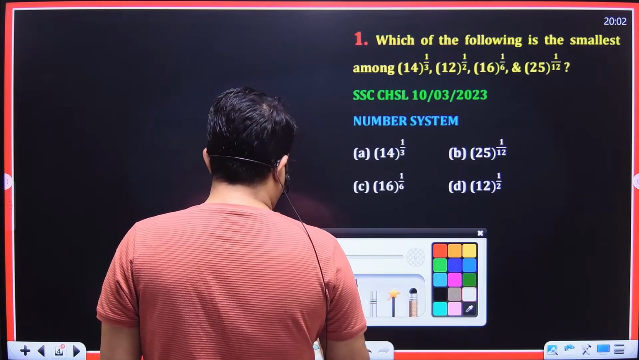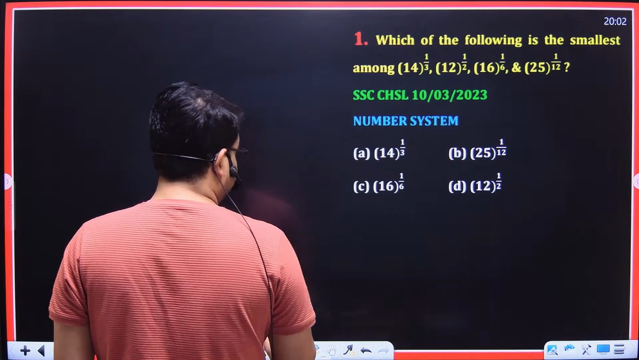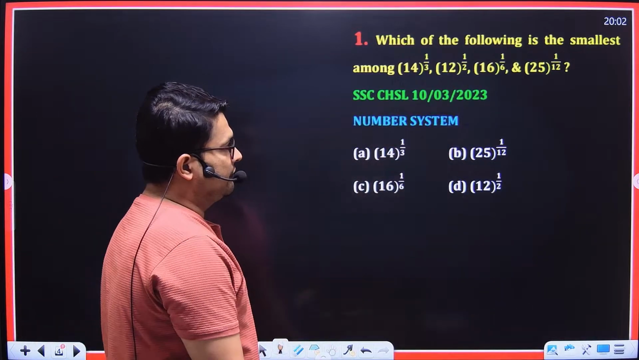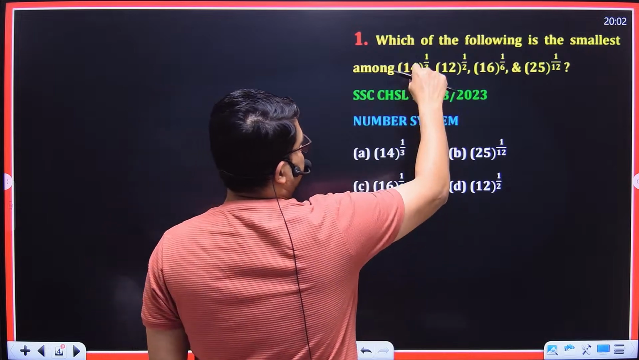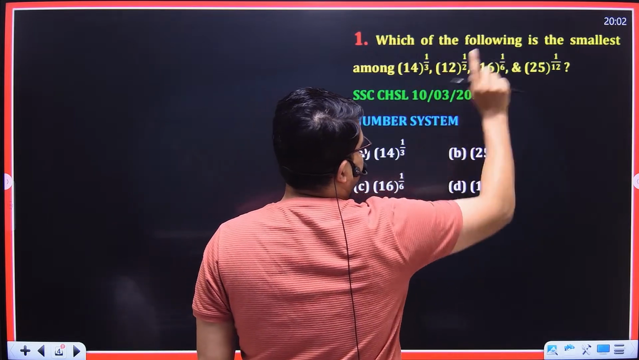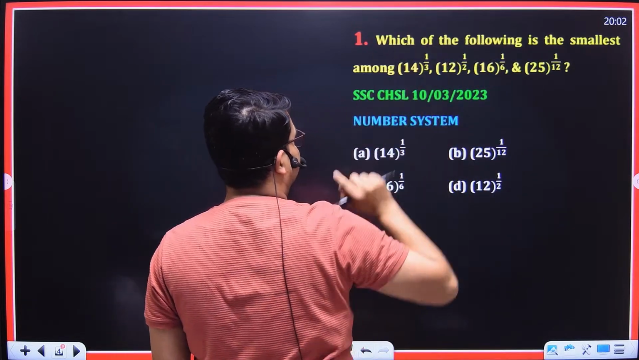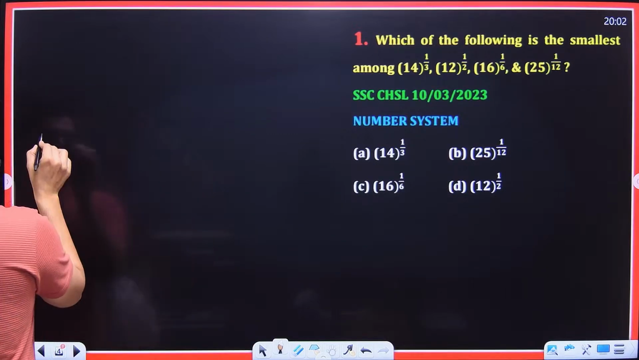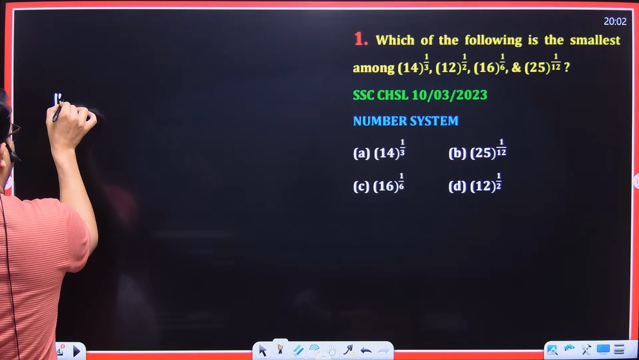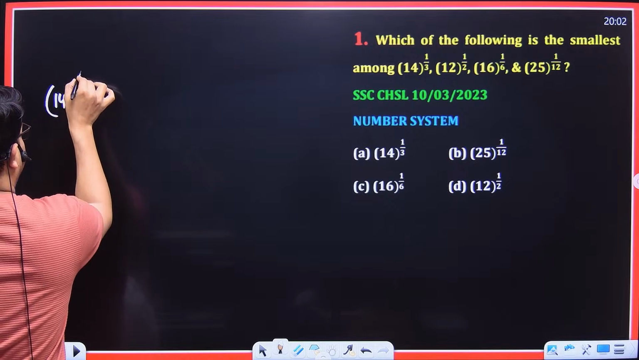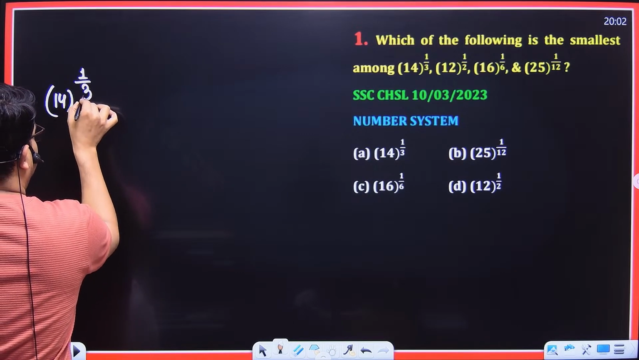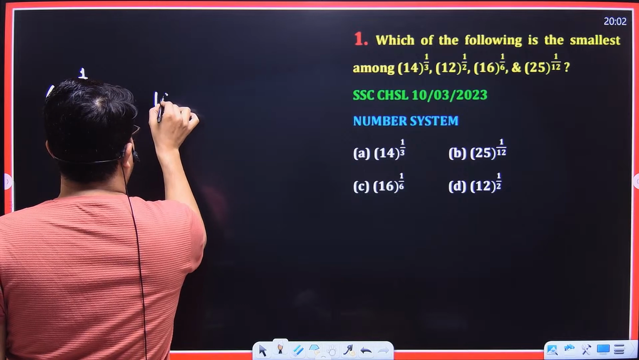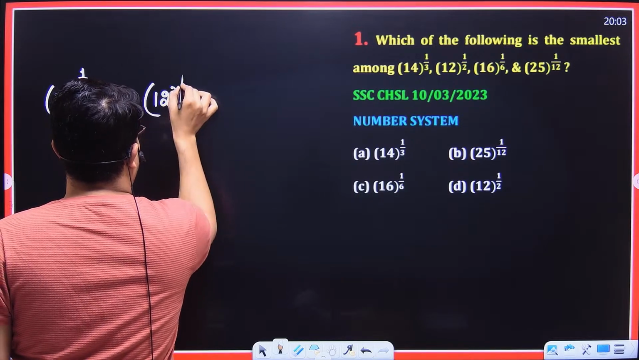See, when we have to compare between surds and the powers are in fractions, what will we do? We will take the LCM of the denominators of the fractions and multiply it over here. What we have? We have 14 to the power 1 by 3, 12 to the power 1 by 2.